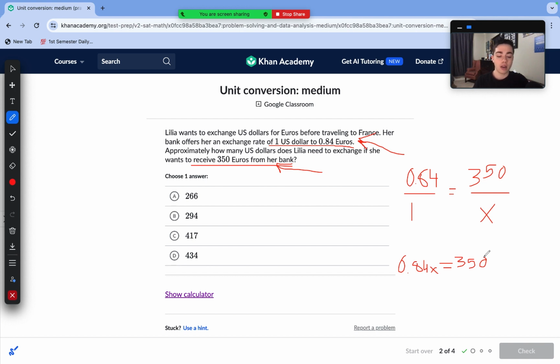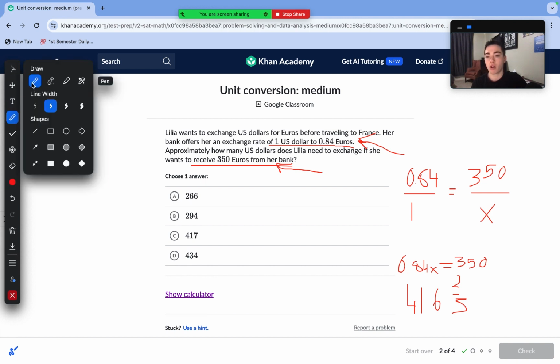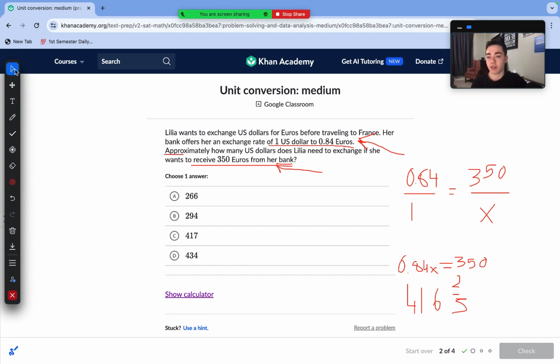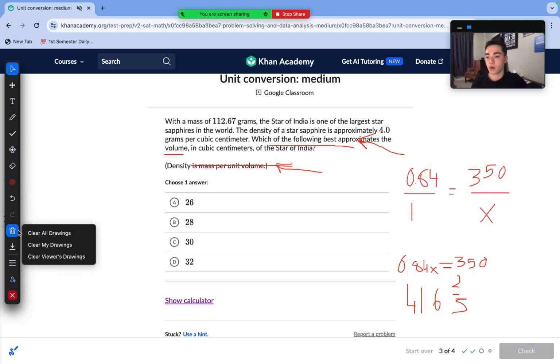So our answer is 416 and 2/3, which is going to round up to 417 US dollars. Of course, that's why we have the approximately verb, so answer choice C is correct. On to question number 3.